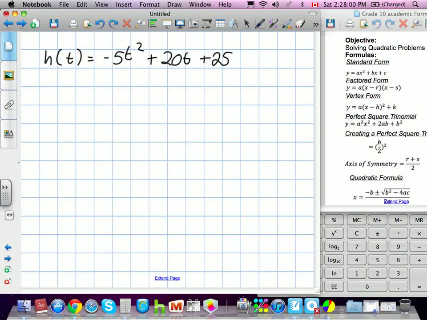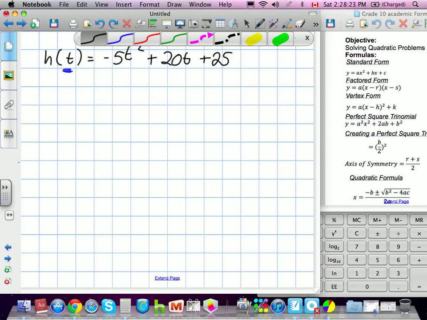Now, let's see. The question is asking us quite a few things. At one point, they want to know where the ball starts. When the ball's starting, they're talking about when t is what? It hasn't been thrown yet, let's say. 0, that's right. So when t is 0, we would plug 0 in for all the values of t. Okay? So we'll do it in red here.